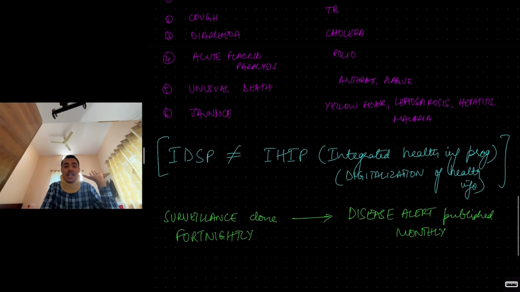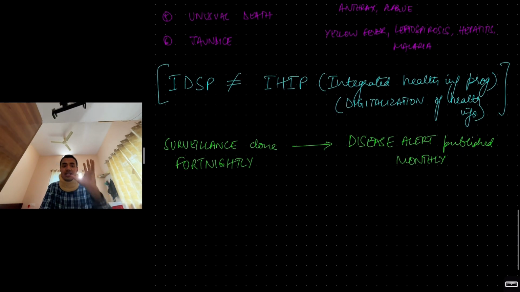Now, IDSP is not the same as IHIP. IHIP is the Integrated Health Information Program. This is basically a digital system where all the health records, all the health information regarding our country is uploaded. So it is not anything to do with disease surveillance, but just a digitalized health record system of our country.